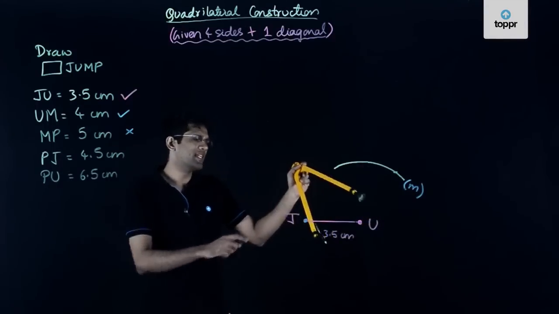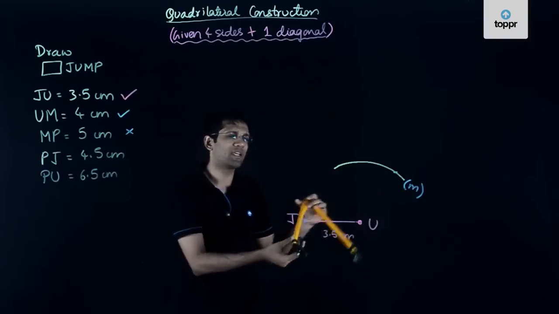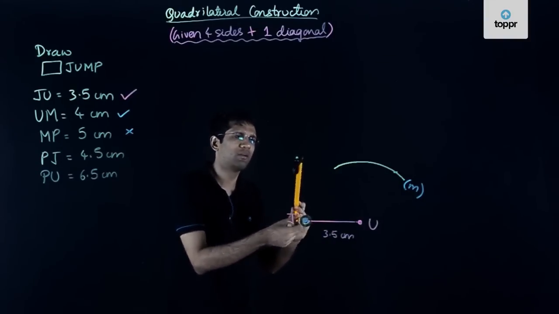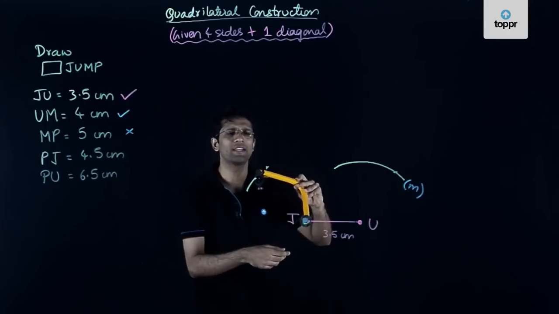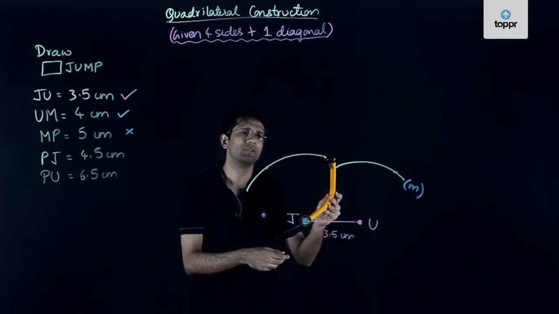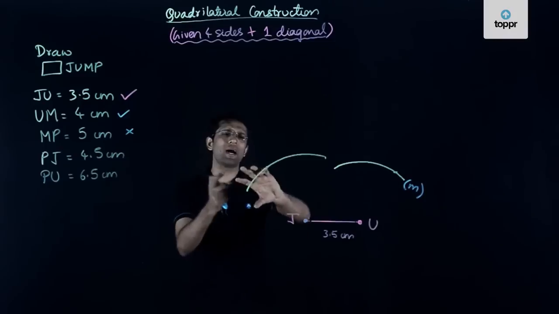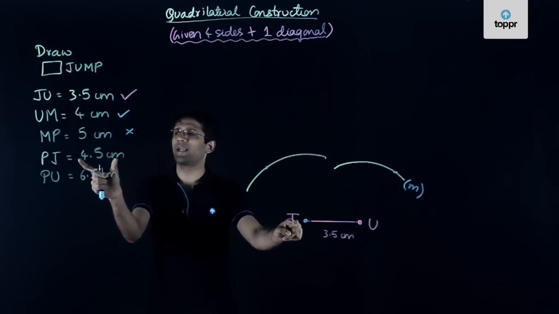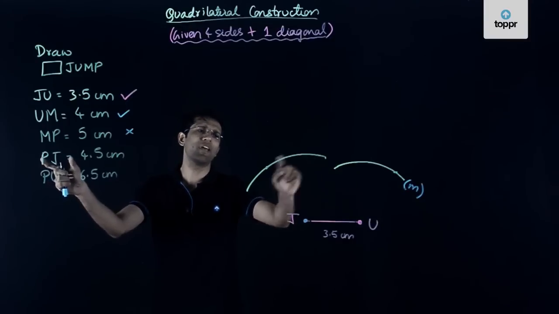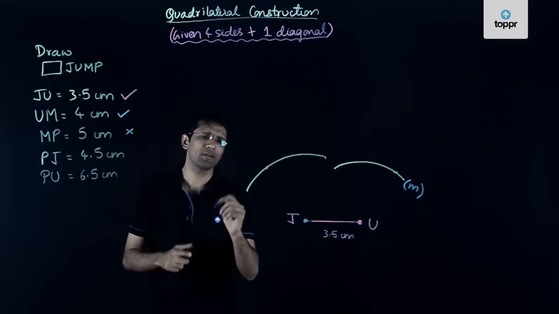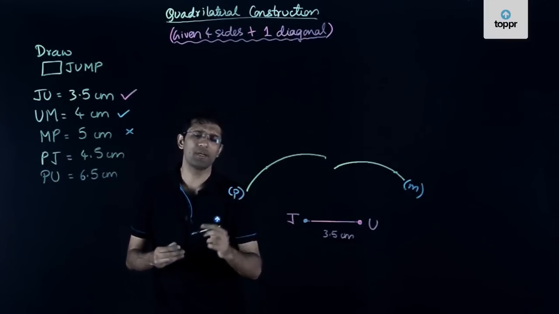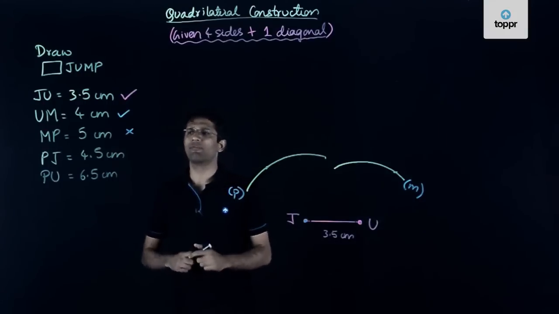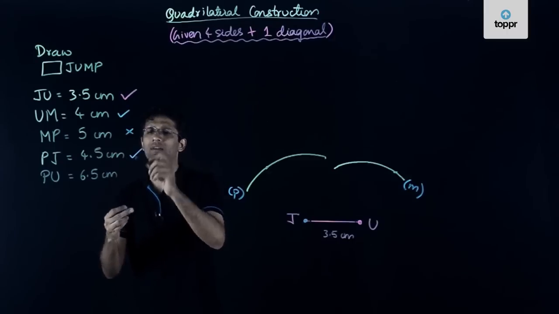And now with this radius 4.5 centimeters, I keep the fixed end at point J and I draw an arc. Well, this arc looks somewhat like this. And now I have drawn an arc with 4.5 centimeter radius and J as center. And I know that P lies somewhere on this arc. So I will write a P here, which implies that the point P lies somewhere on this arc. So we've now used this piece of information as well.